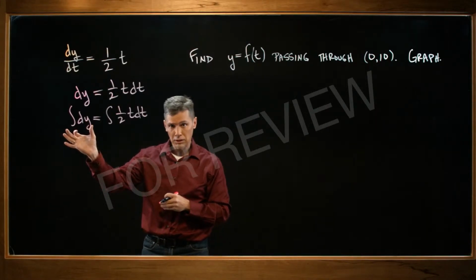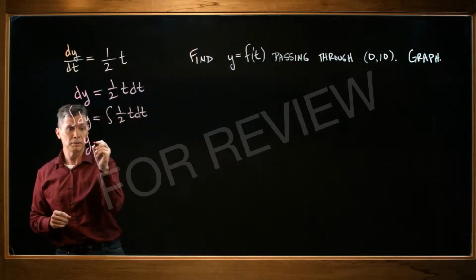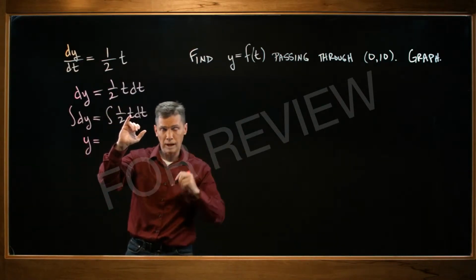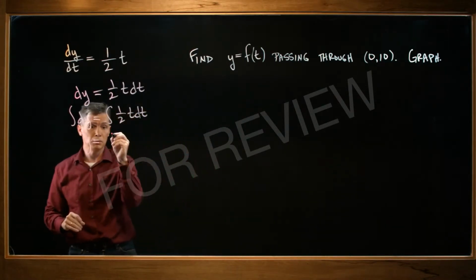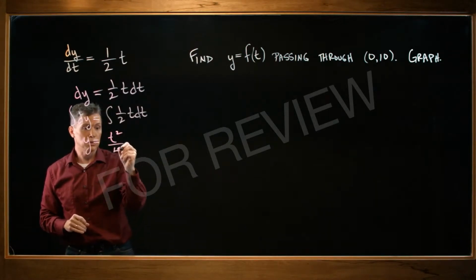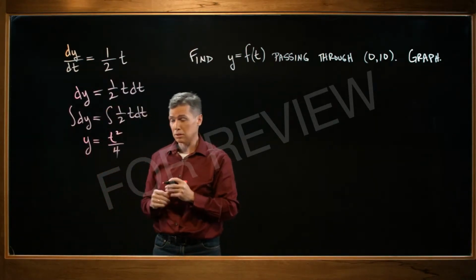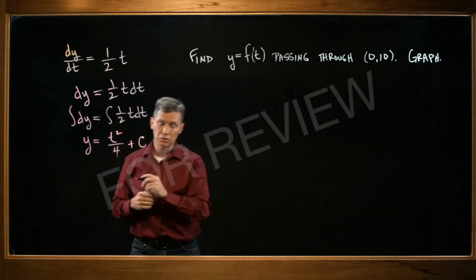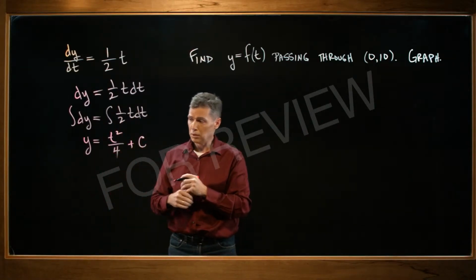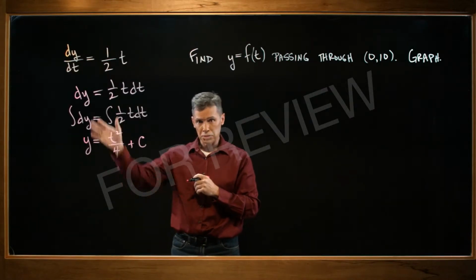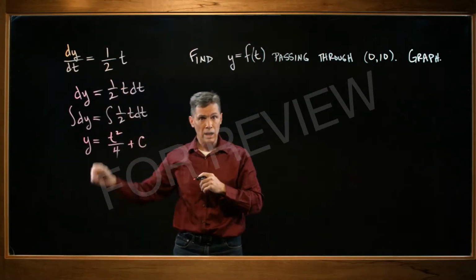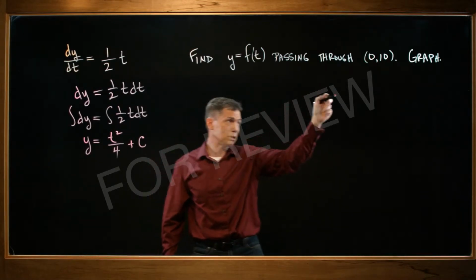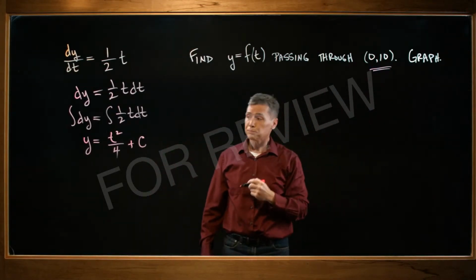So on the left-hand side, the integral of dy is just y. And on the right-hand side, the integral of t goes up to the 2 power, t squared, divided by 2. But there's also a 1/2 in front, so the denominator will be up to 4. And then there's the constant of integration plus c. So what that gives me is my general solution to this differential equation.